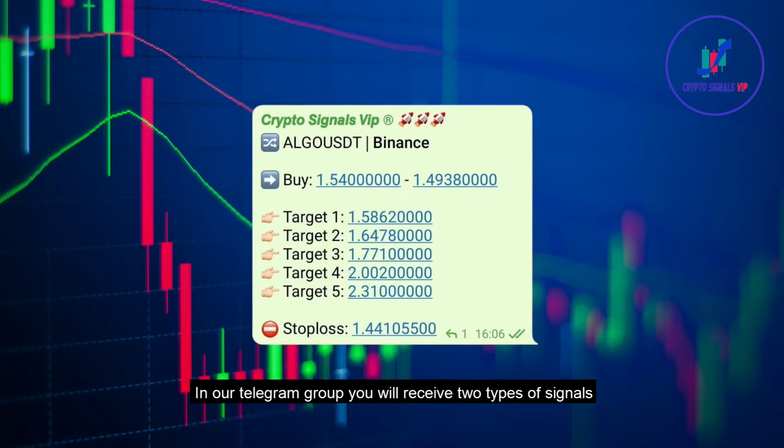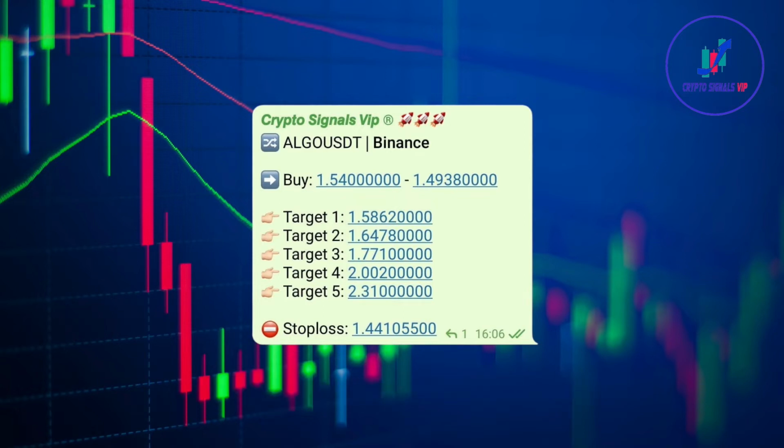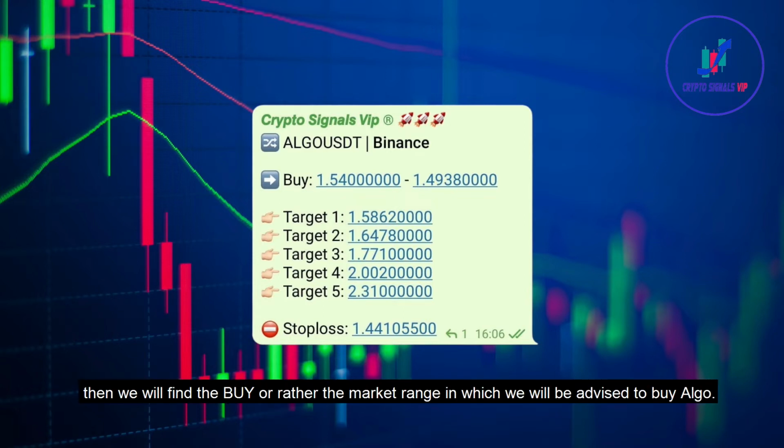In our Telegram group, you will receive two types of signals, one based on Tether or Bitcoin. So the pairs could be Algo and USDT or Algo and BTC, Bitcoin. Then we will find the buy range, or rather the market range in which we will be advised to buy Algo.